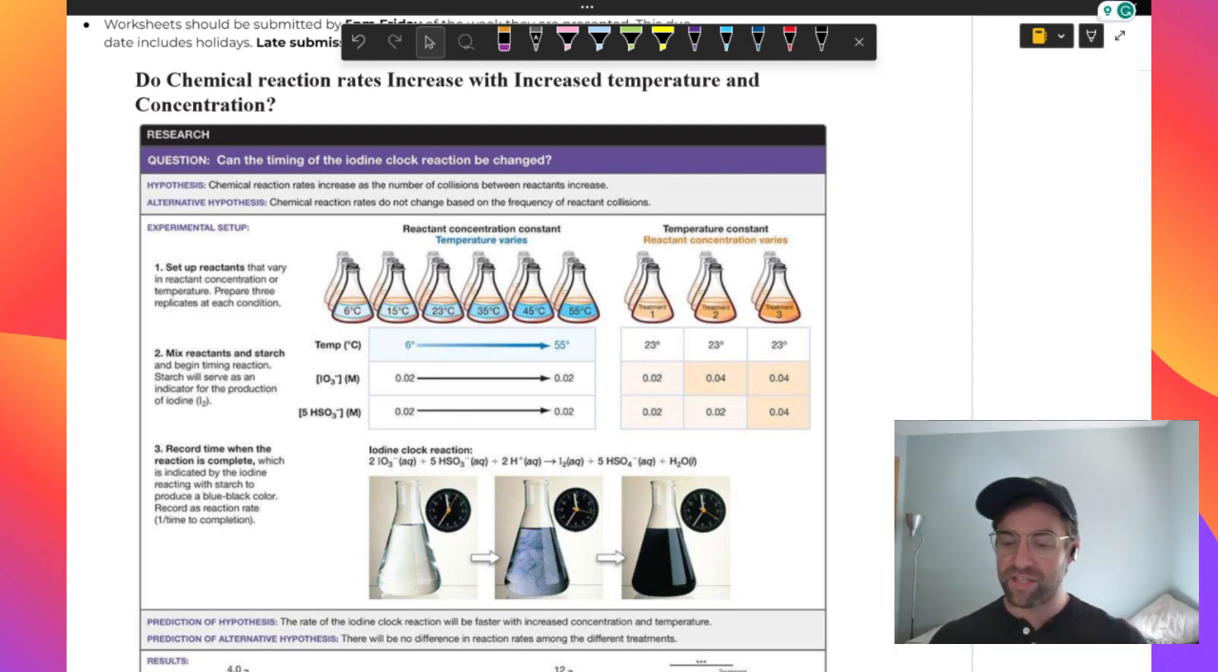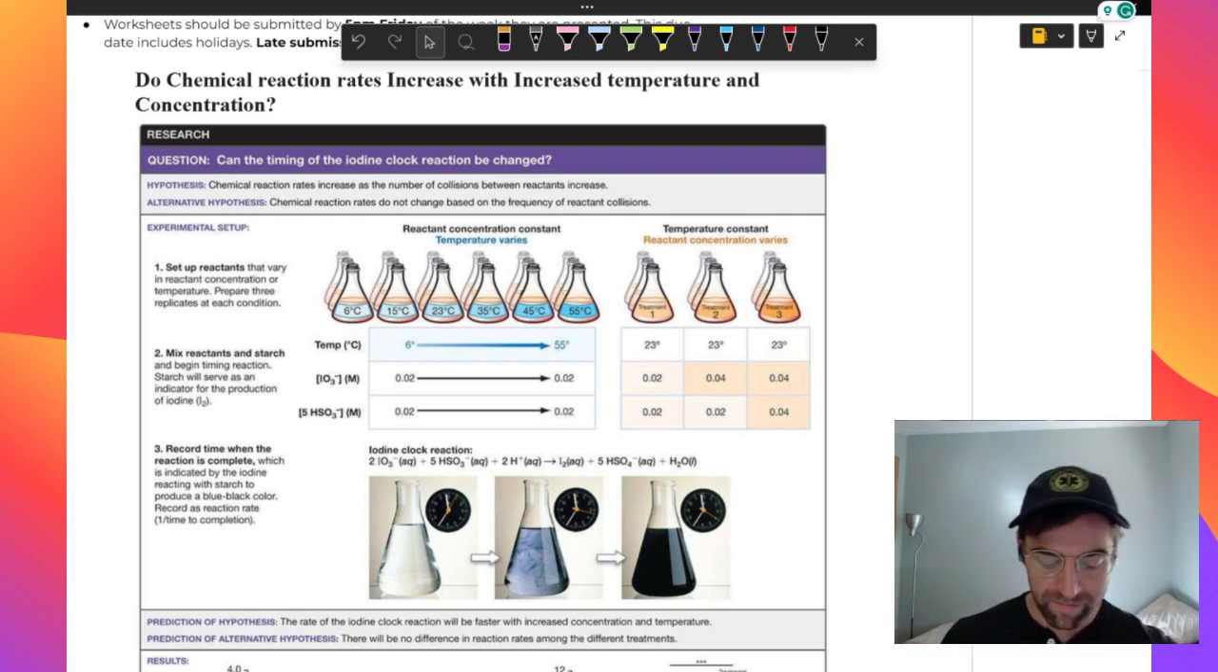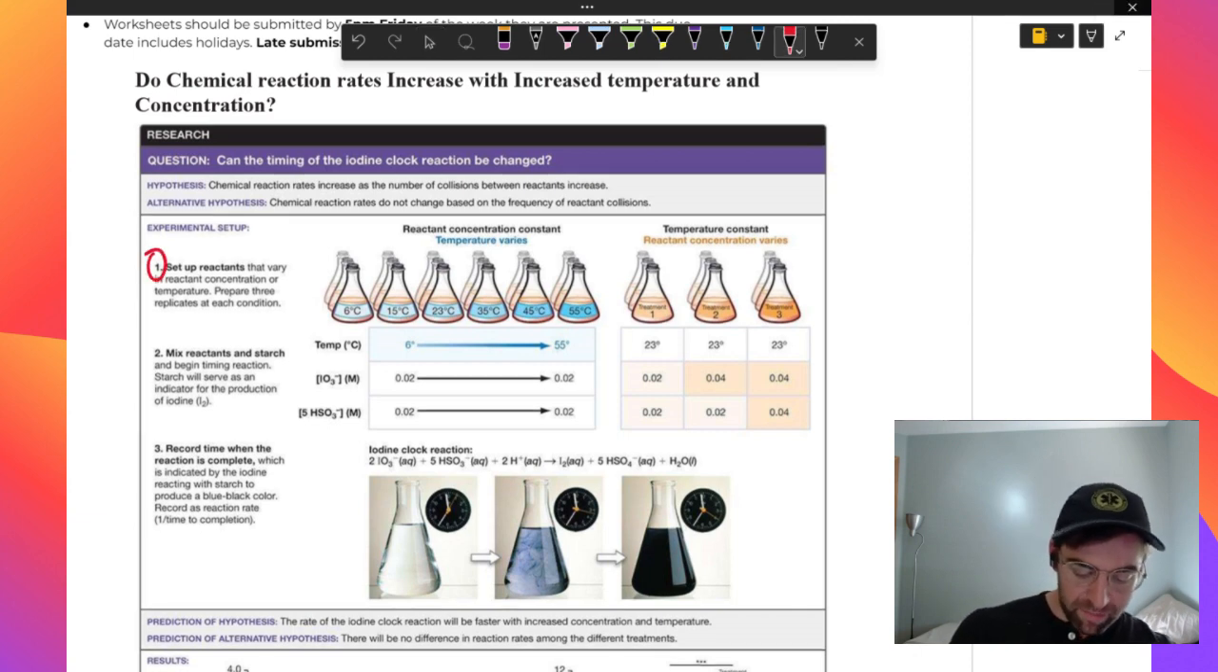So how can we change the frequency of these collisions? Well, we can increase the concentration, the amount of dissolved solute in that solution, or we can increase the temperature, which is a measure of the average kinetic energy in the solution. So the experimental setup was they set up some reactants, they mixed those reactants with starch, and then recorded the time when the reaction is complete.